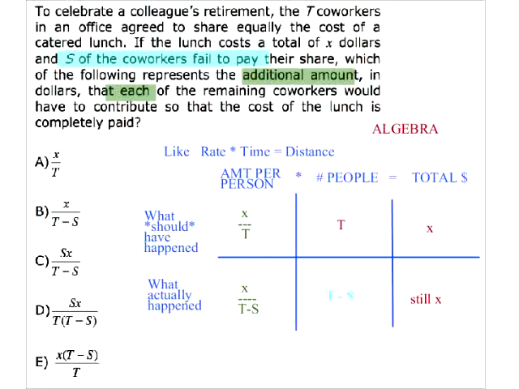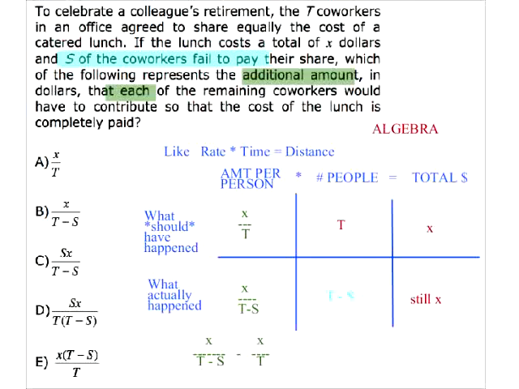And then the additional amount that each would have to contribute, this is a bigger number, because there's fewer people who wound up getting stuck with a bigger bill. So they're going to be paying more money each. So you have to subtract in that direction. It's the big fraction minus the small fraction. So X over T minus S minus X over T.